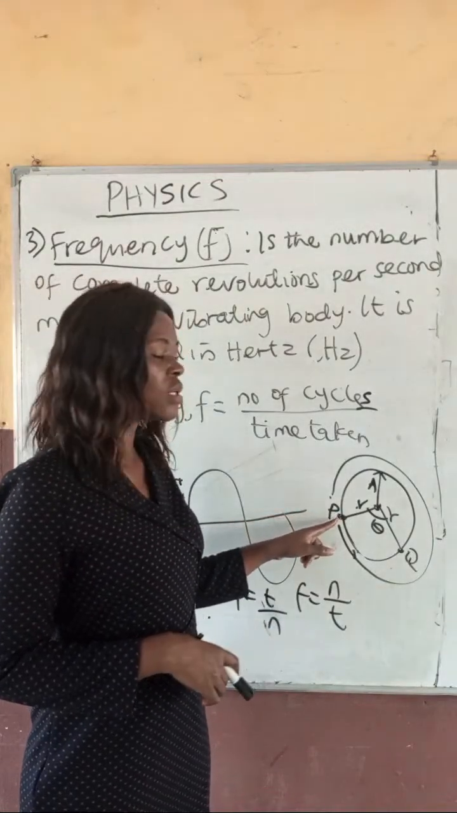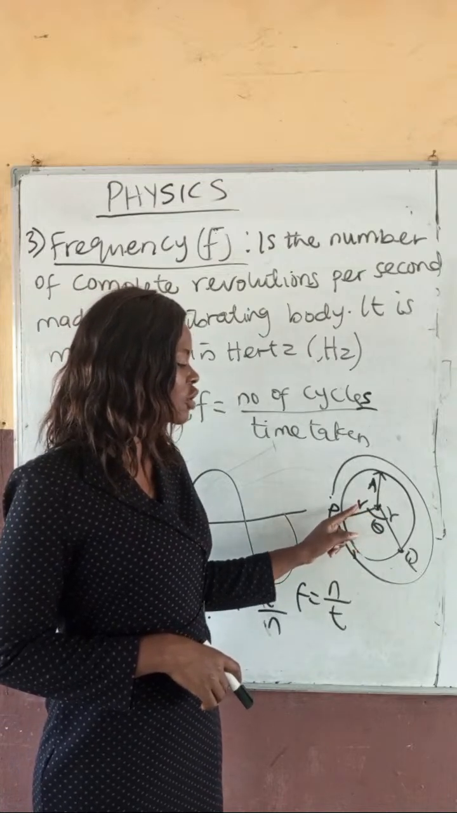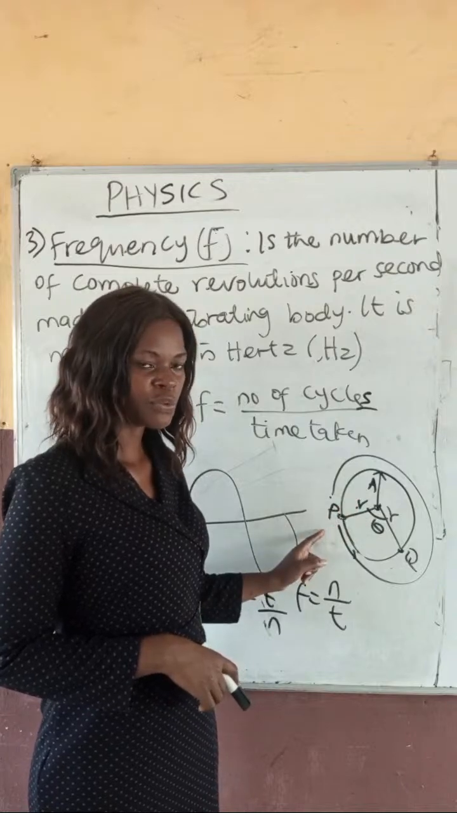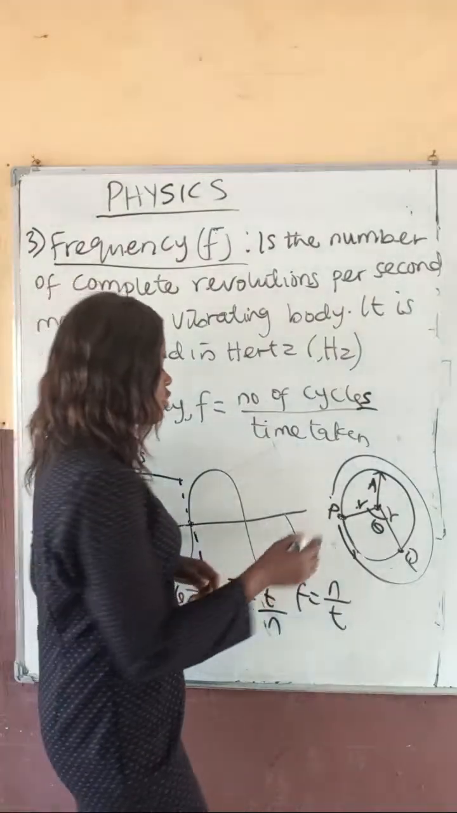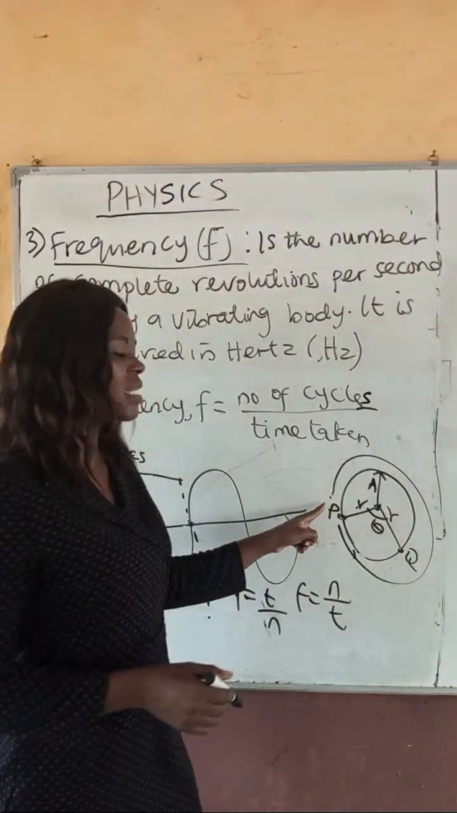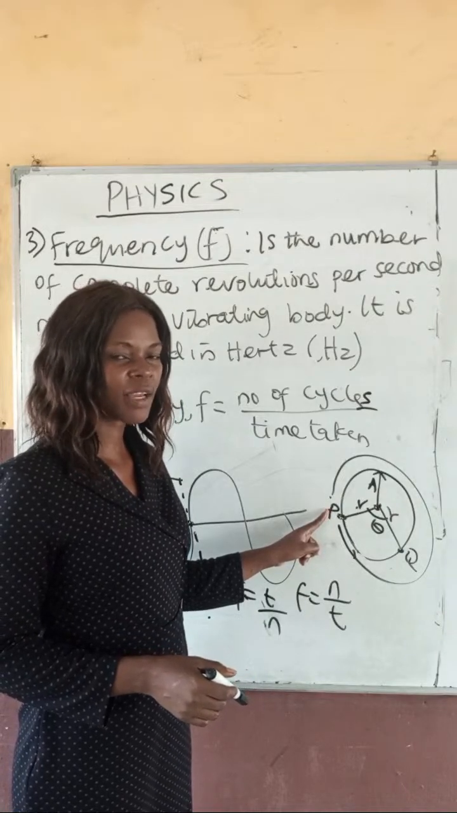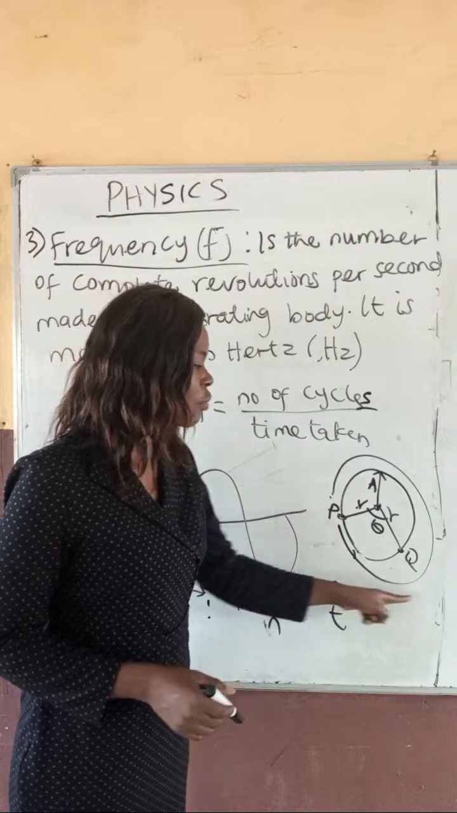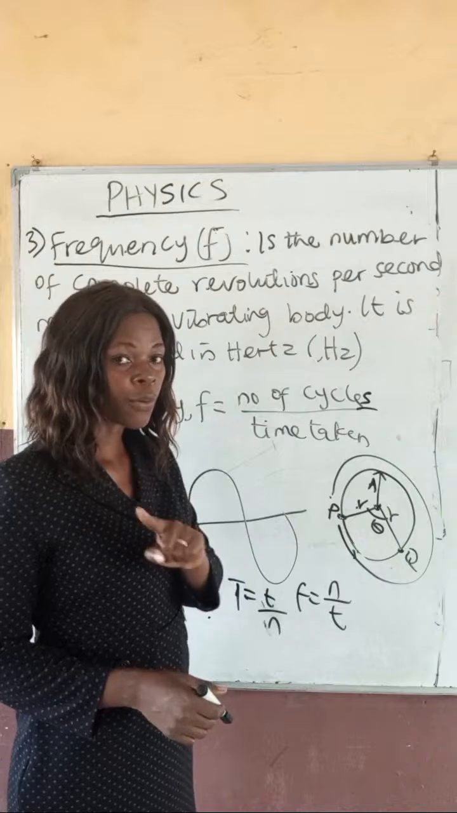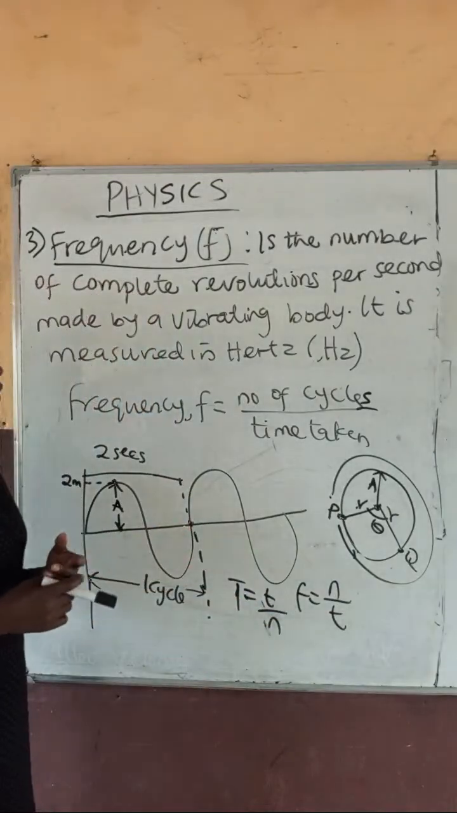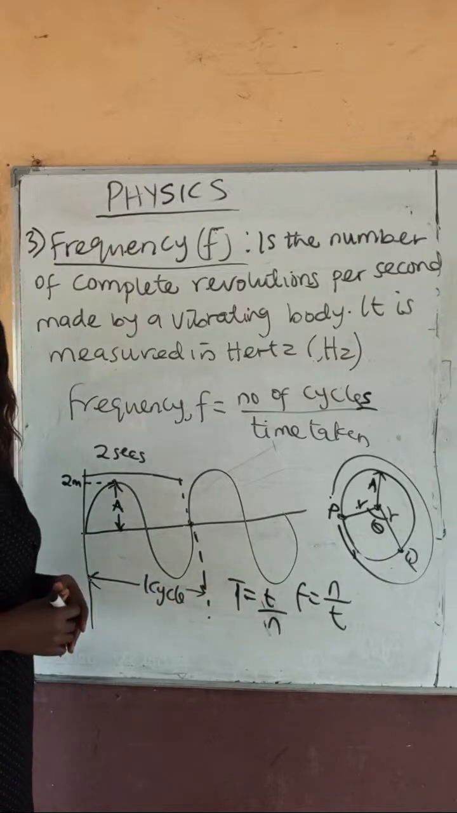I said if a particle is located at P, from P to the center of the circle, we have what? Radius, or we have amplitude, which is the same. Now, if this body makes one complete oscillation, you move from here to there, it has completed a cycle. That is what we call one cycle. If a particle moves from point P and moves around this circle and returns to this point P, it has completed a cycle. So I'm going to explain the relationship between period and frequency.